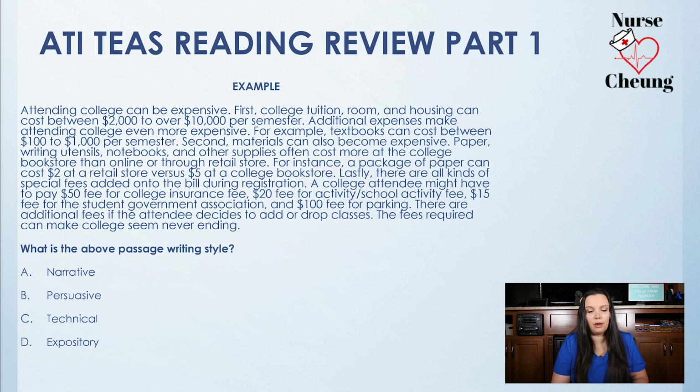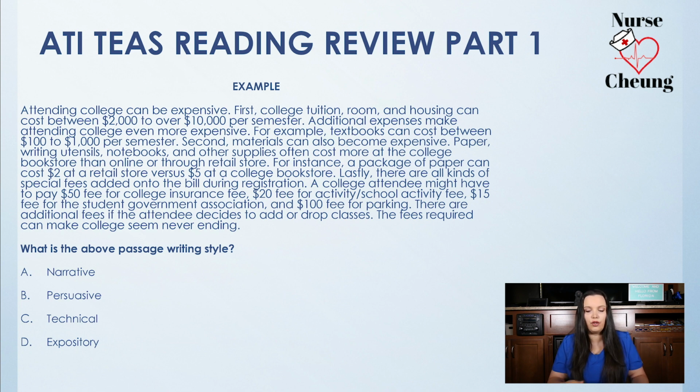So example number 1. The paragraph is: Attending college can be expensive. First, college tuition, room, and housing can cost between $2,000 and over $10,000 per semester. Additional expenses make attending college even more expensive. For example, textbooks can cost anywhere between $100 to $1,000 per semester. Second, materials can be very expensive.